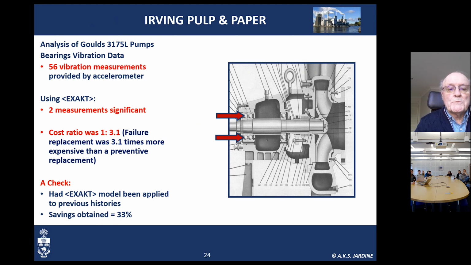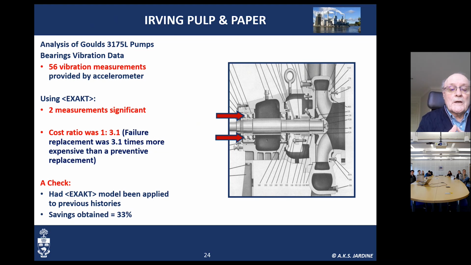Of these 56 measurements, we were able to identify there were only 2 of them highly correlated with failure of that bearing you see highlighted on the diagram. Others may have been correlated, but they were correlated with each other. So there were only 2 that were highly significant. 2 key risk factors. Now, the consequence of failure of this bearing was 3.1 times more expensive than changing it out preventively. So that's the economics.